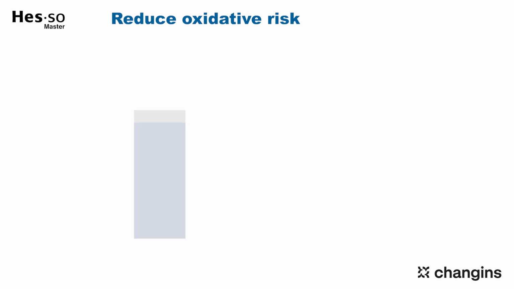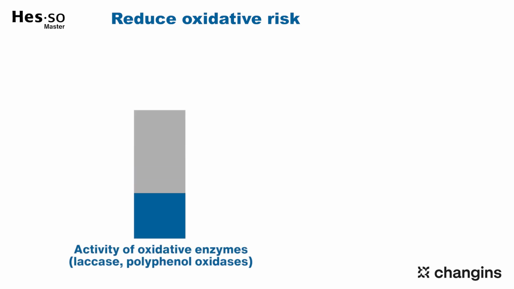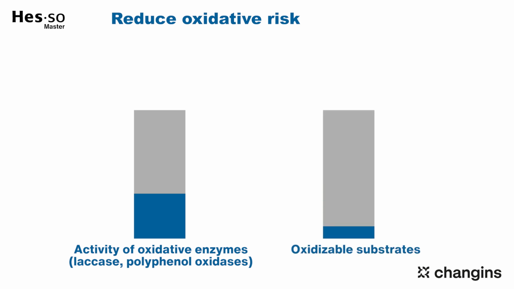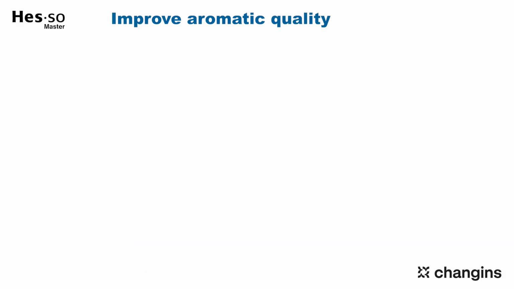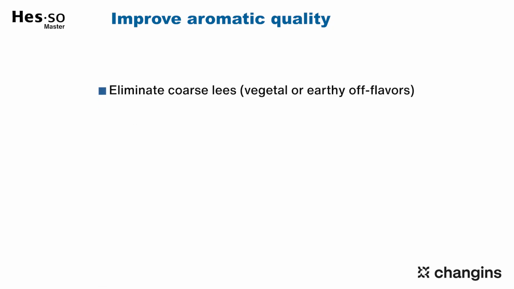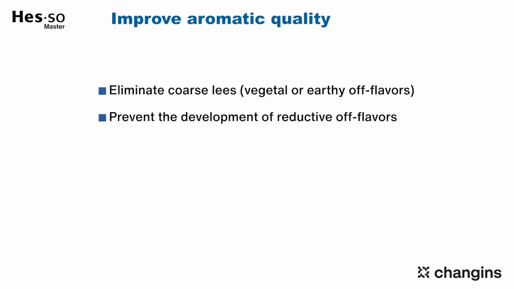Clarification also reduces the activity of oxidative enzymes, notably laccase and polyphenol oxidases, and removes oxidizable substrates from the must. Together, these effects contribute to enhanced long-term stability in the finished wine. Finally, must clarification improves aromatic quality. By eliminating coarse lees, which are often responsible for vegetal or earthy off flavors, clarification helps preserve varietal aromas of the grape. It also prevents the development of reductive off flavors, which are associated with an excess of suspended solids.